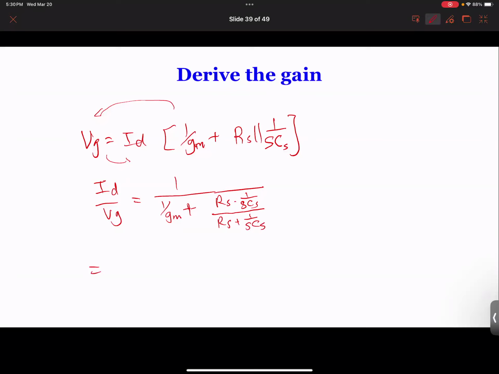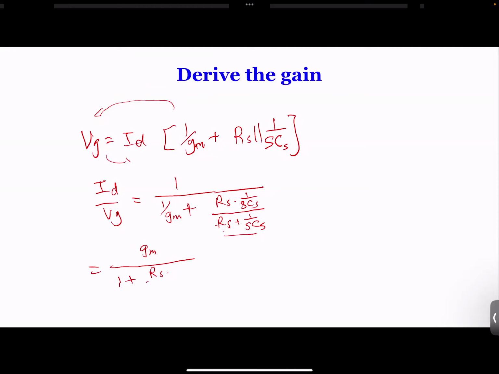So now what we can do is we can multiply GM, and also we can multiply SCS, or we can multiply the whole thing over here. So we get GM divided by 1 plus RS over, we multiply by SCS now. So SCS is gone. So this is 1 plus RS CS times S, okay? So, and then also this SCS.